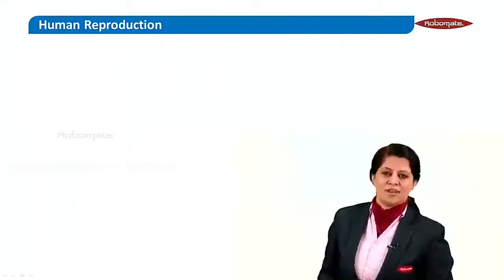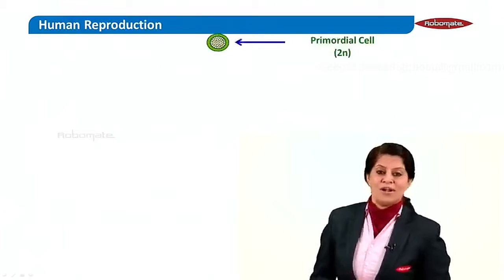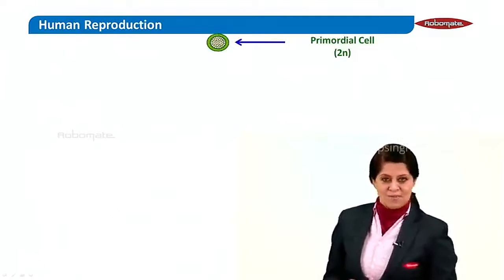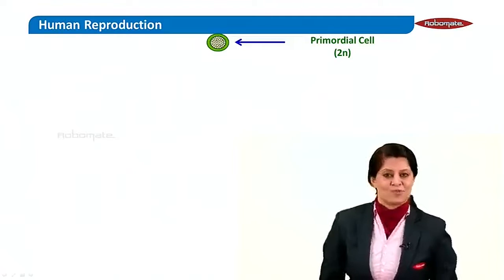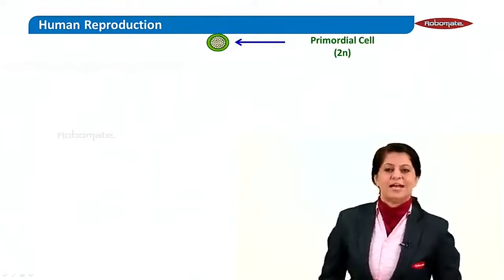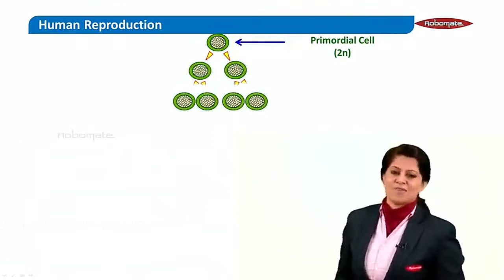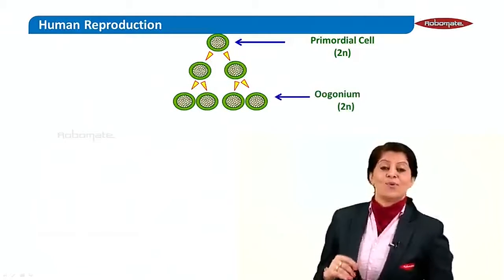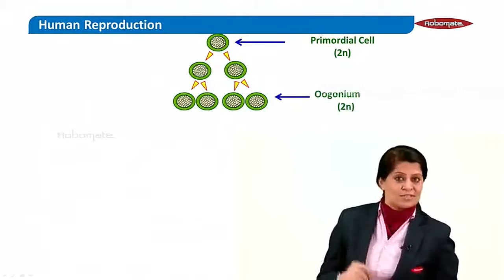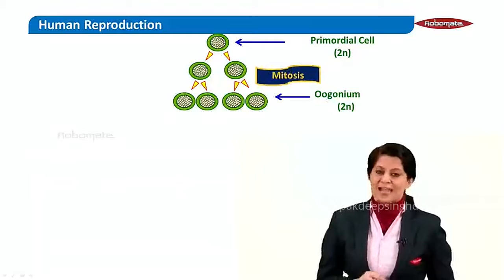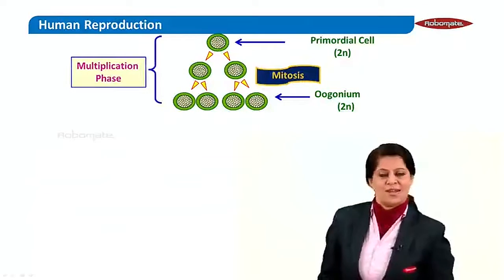Now when we talk about oogenesis, students, we begin with the cells we call primordial cells. These are the cells of germinal epithelium of the ovary, and they are diploid. That means having 46 chromosomes in the nucleus. These cells undergo rapid multiplication to form many cells which are called oogonia, which is the plural, and oogonium, students, is the singular, and the process by which this is happening is mitosis, and this phase of rapid multiplication is called the multiplication phase.